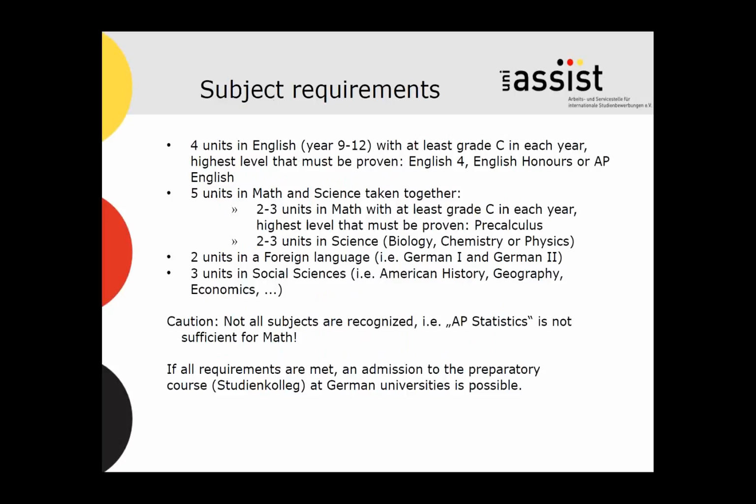And now I'm going to tell you something about the subject requirements. What is important, what we have to check is the level of English. You need to prove 4 units in English in the classes 9 to 12 with at least grade C in each year. And the highest level that must be proven is English 4, English honors.